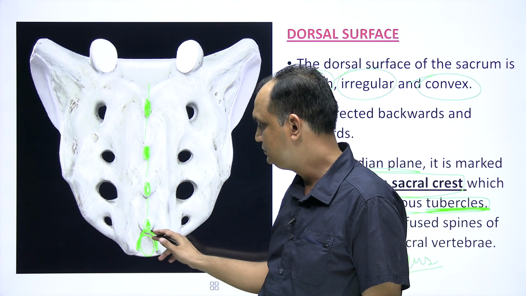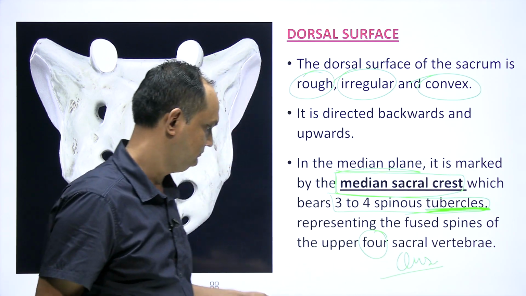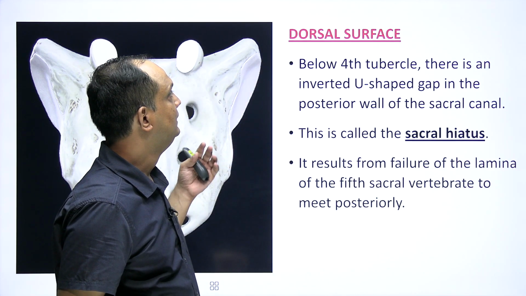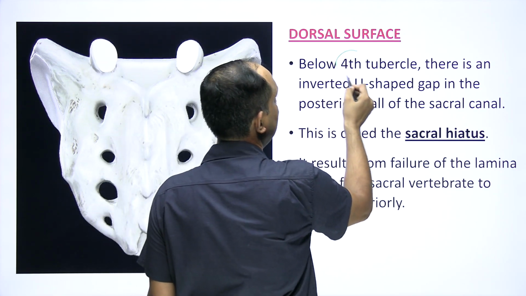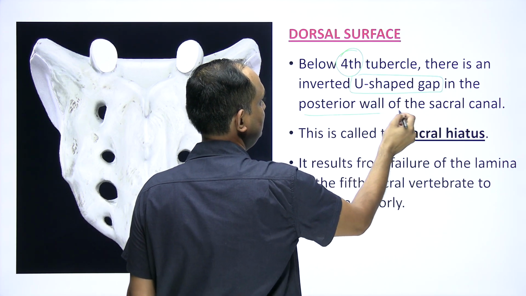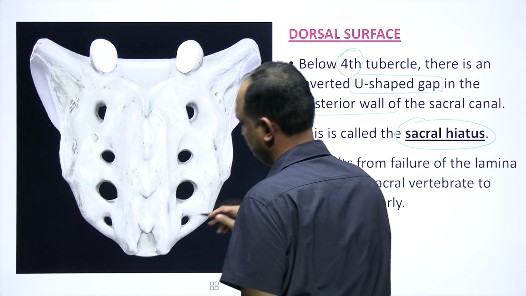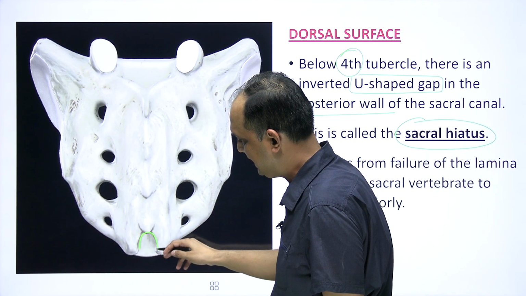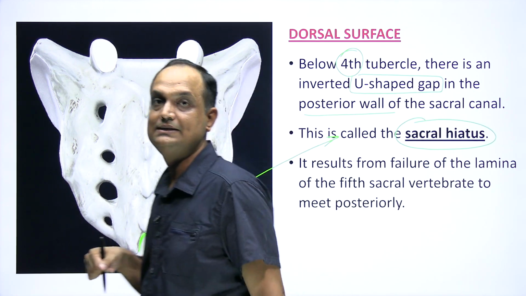in this part, which is known as the sacral hiatus. Clear? We will see that in the coming slide. Now apart from that, on the dorsal surface below the 4th tubercle, there is a U-shaped gap in the posterior wall of the sacral canal, which is known as the sacral hiatus. I just told you that this U-shaped gap is known as the sacral hiatus.